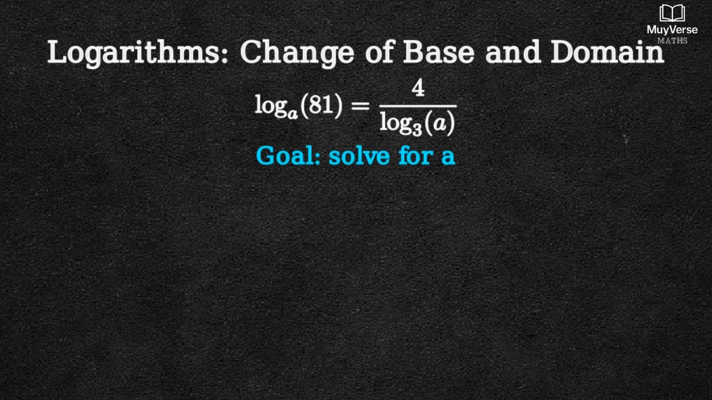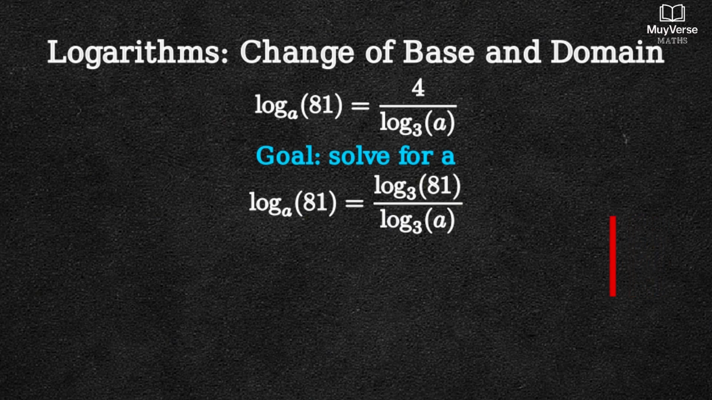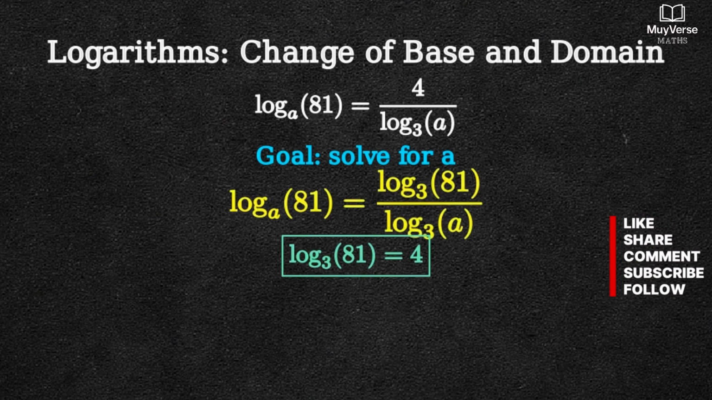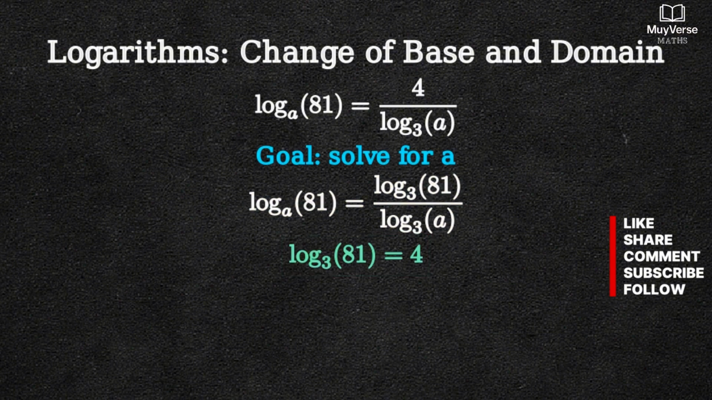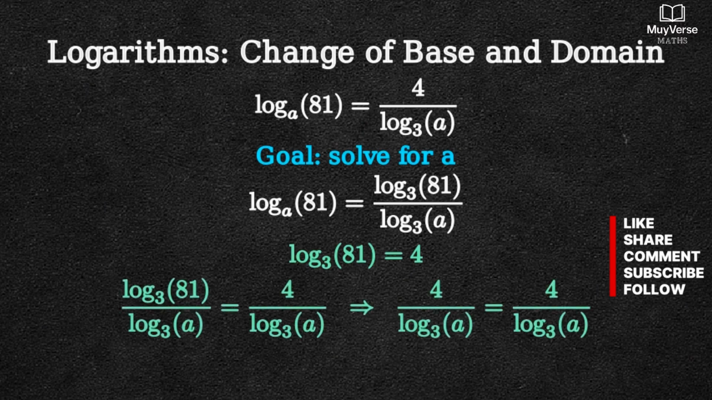Step 1. Use the change of base formula. It says log base b of x equals log base c of x divided by log base c of b. Because the right side already uses base 3, we switch the left side to base 3. Now simplify log base 3 of 81. Since 81 equals 3 to the 4th, log base 3 of 81 equals 4. Substitute that 4 into the change of base result. We get 4 over log base 3 of a on the left, which is exactly the right side. This means the equation is an identity. It is true whenever both sides are defined.